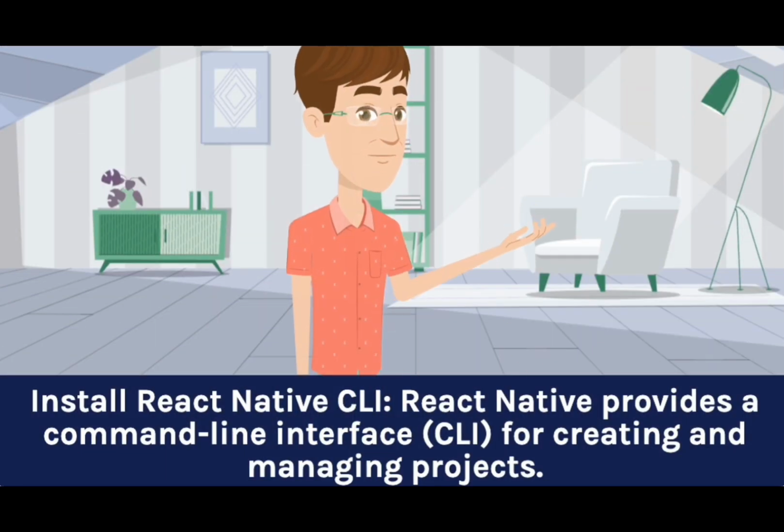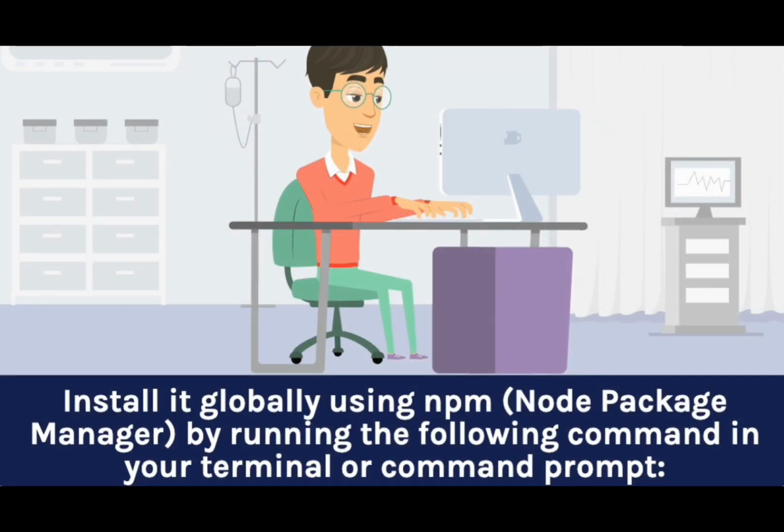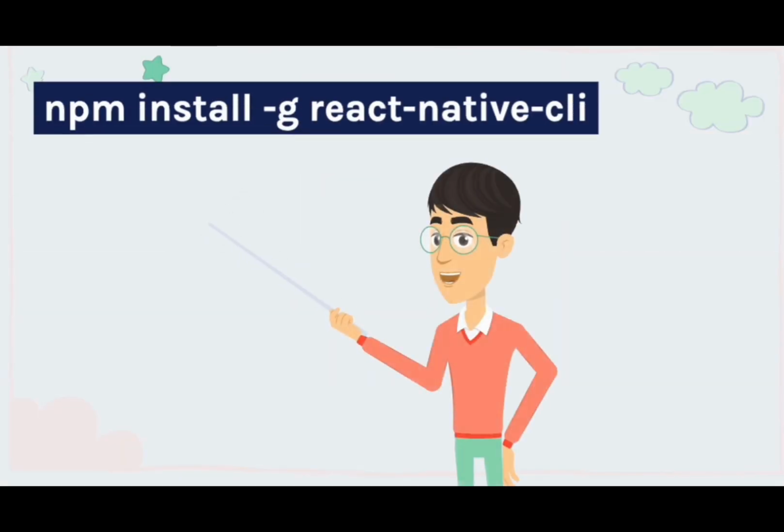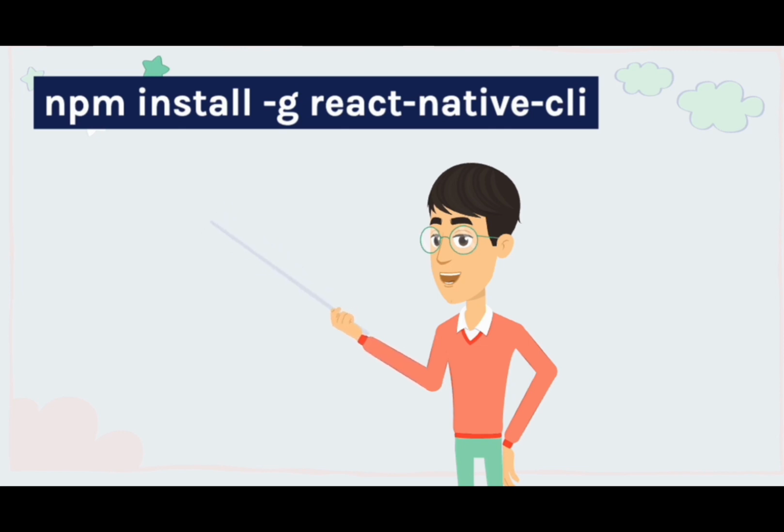Install React Native CLI. React Native provides a command line interface, CLI, for creating and managing projects. Install it globally using npm, Node Package Manager, by running the following command in your terminal or command prompt: npm install -g react-native-cli.